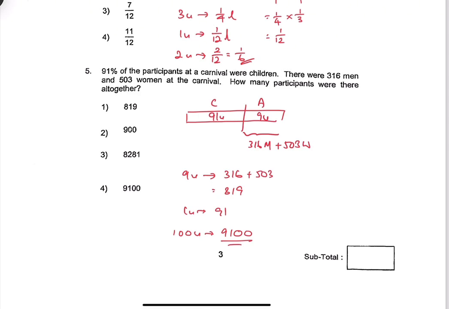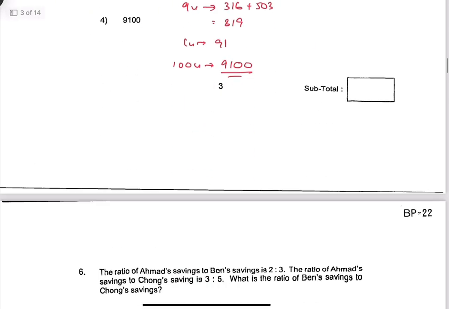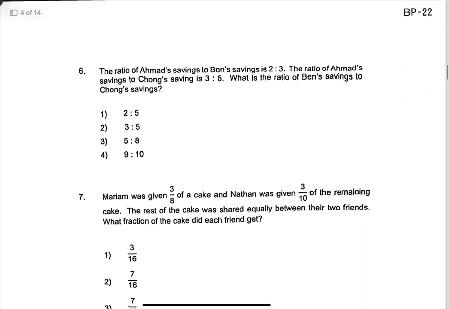Okay, let's go on to the next question. Question number 6. The ratio of Ahmad's savings to Ben's savings is 2:3. So on top, you write A is to B. And next, they're telling you Ahmad's to Chong is 3:5. A is to C. Who is the repeated one? Yes, Ahmad. So we need to make both Ahmad the same. So from this ratio, it will be times 3. So that will give you 6:9.